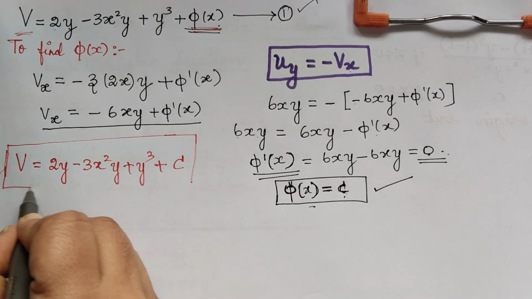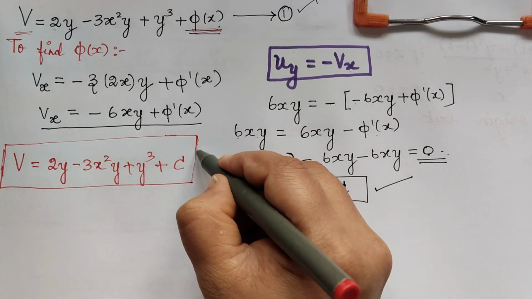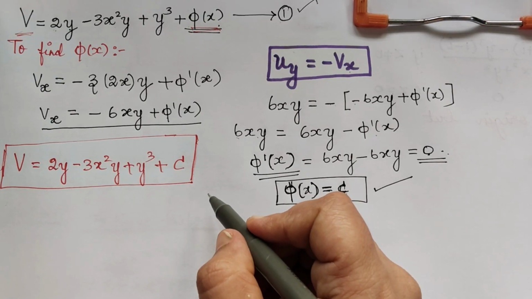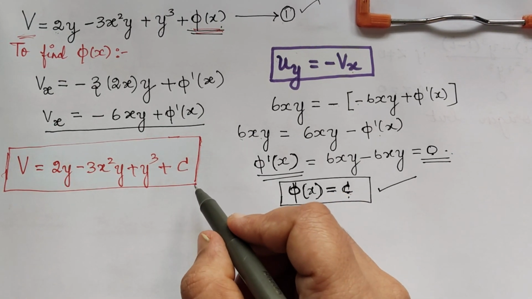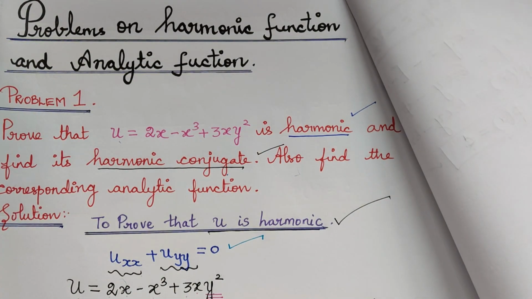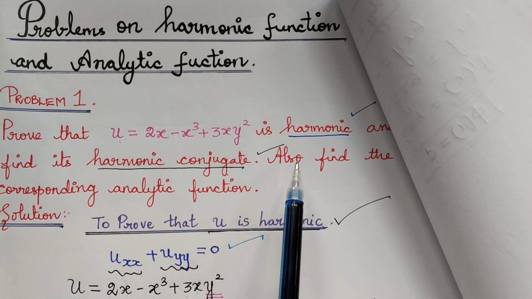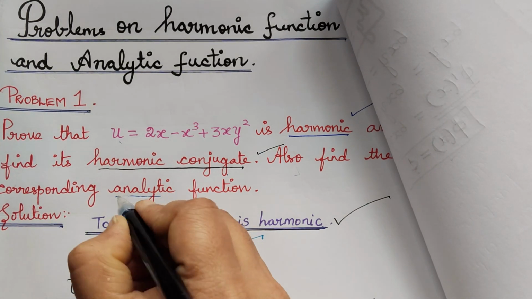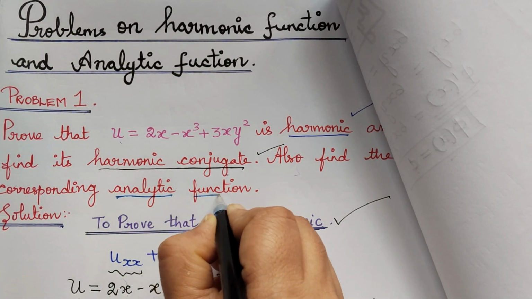So this is how we have to do. Now in order to find this harmonic conjugate, we are making use of the two CR equations. Got it? So we are done with the second part of the question also. So the only remaining part is to find the corresponding analytic function. So we have to find the corresponding analytic function.